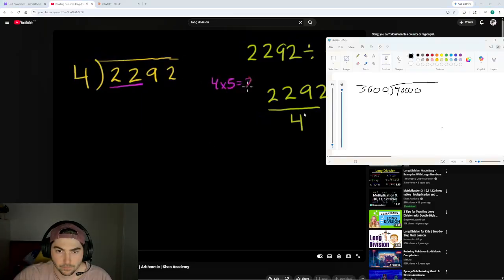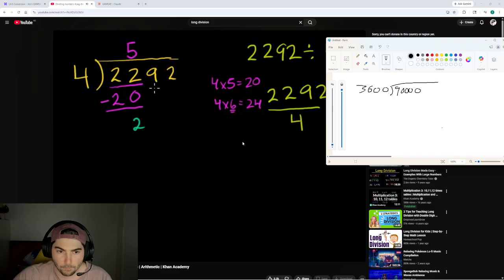Let's see, 4 times 5. 4 times 5 is equal to 20. 4 times 6 is equal to 24. So 6 is too much. So 4 goes into 22 5 times. 5 times 4 is 20. There's going to be a little bit of a leftover. And then we subtract. 22 minus 20, well, that's just 2. And then you bring down this 9.